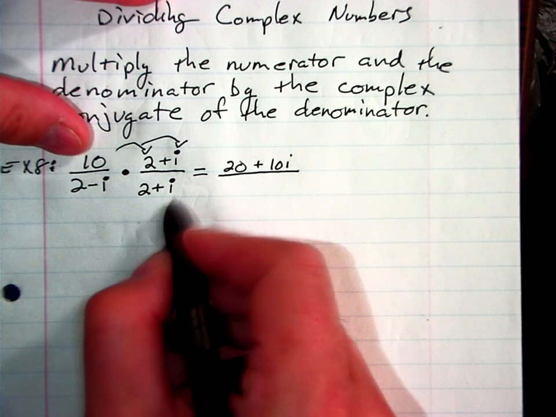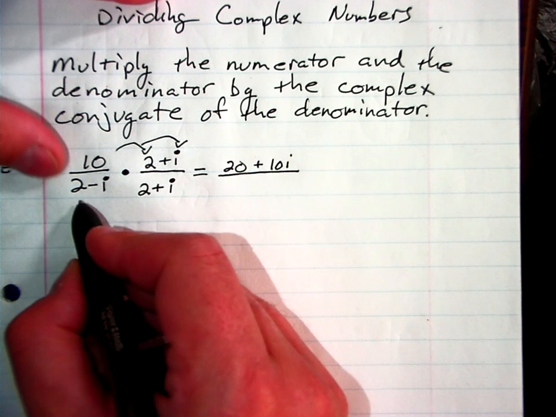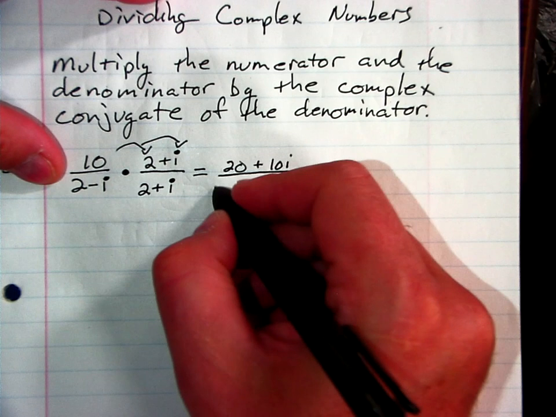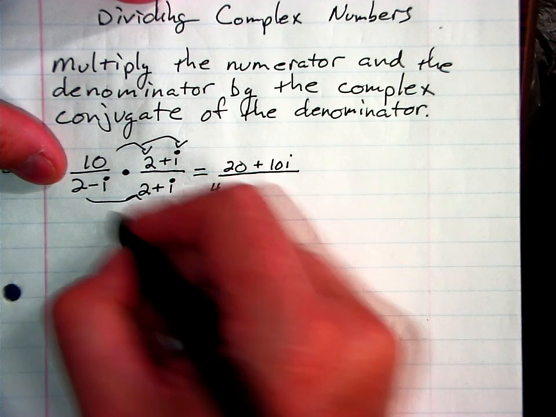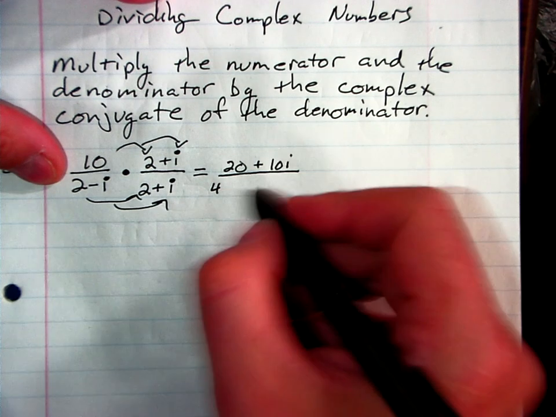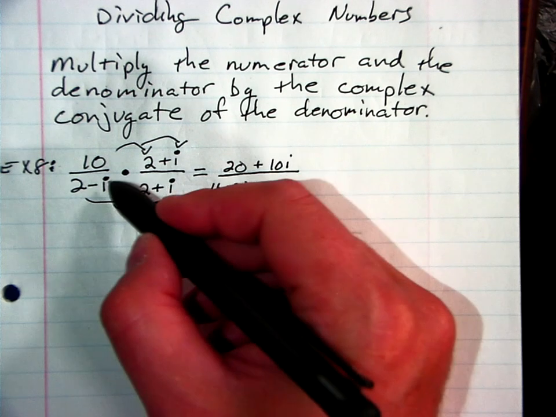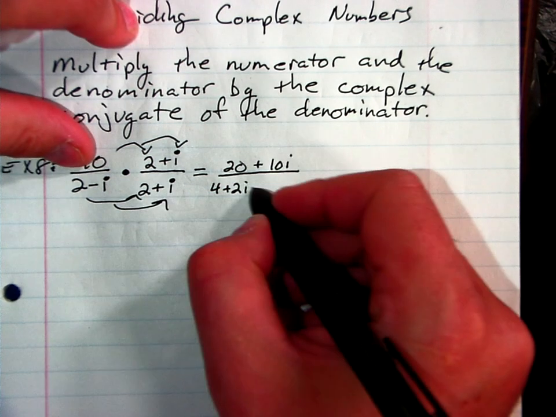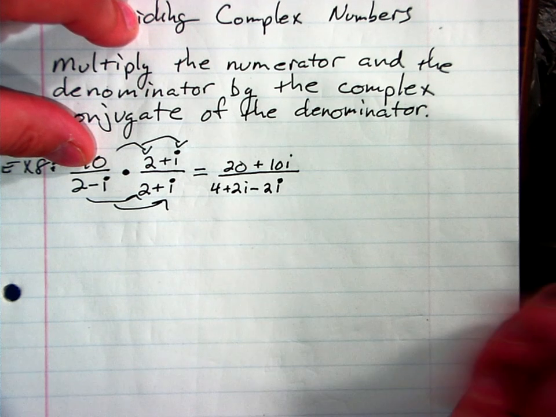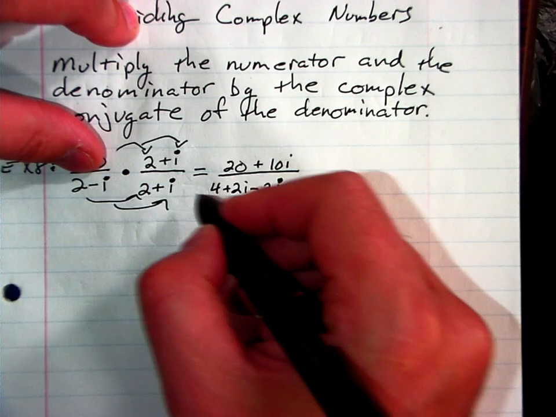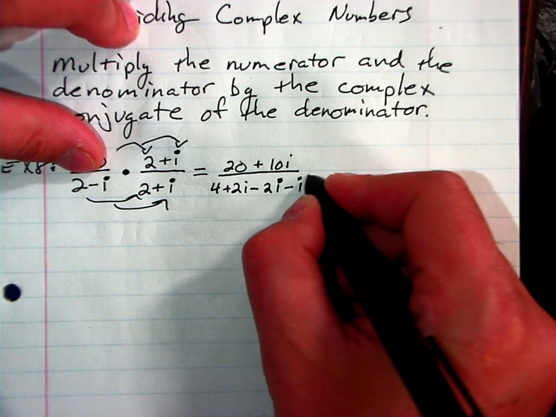Because Elise doesn't like i's, imaginary friends, in her denominator, so we need to get rid of it. All right, 2 times 2 is 4. 2 times i is 2i. And now we go on to the second term. Negative i times 2 is negative 2i. Negative i times i is negative i squared.